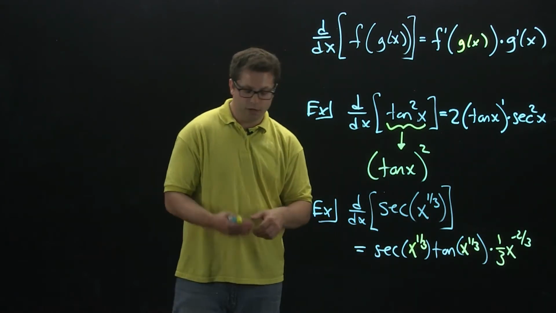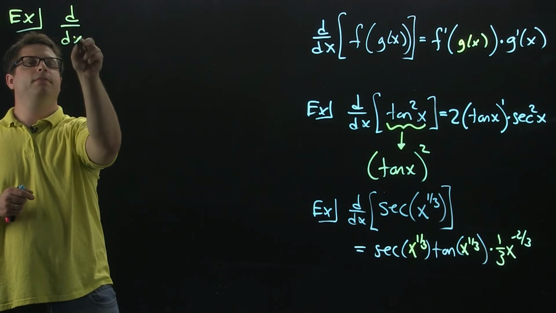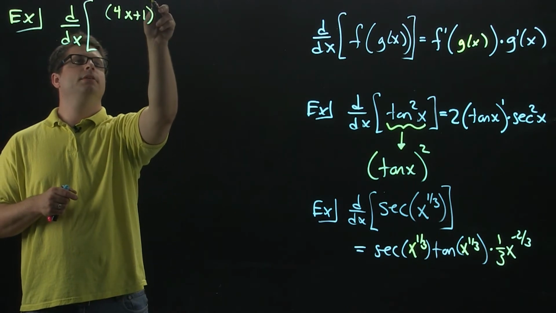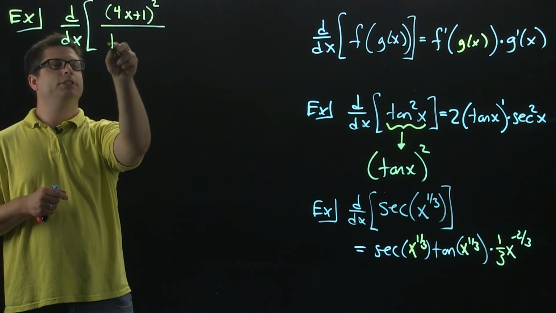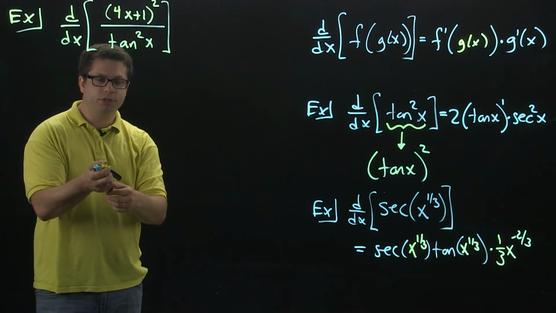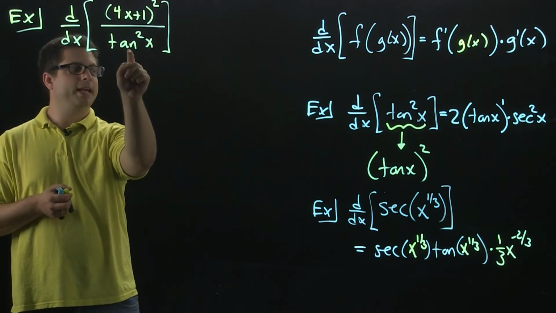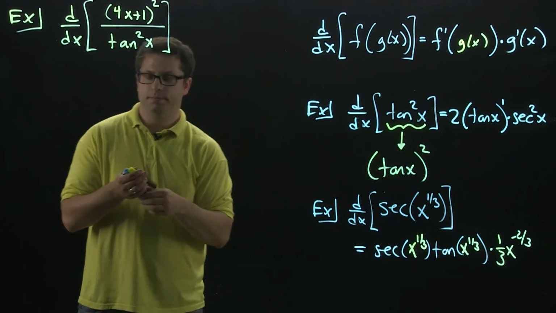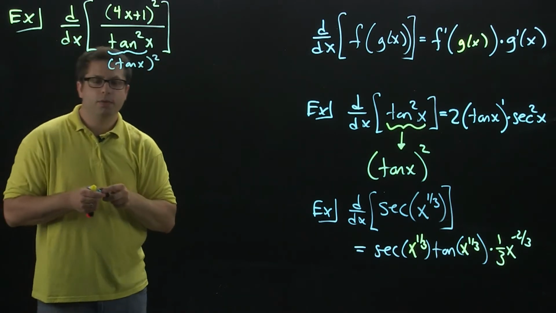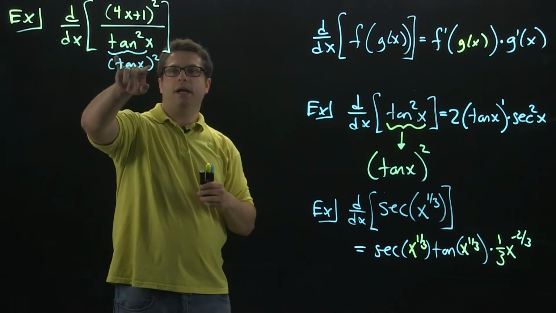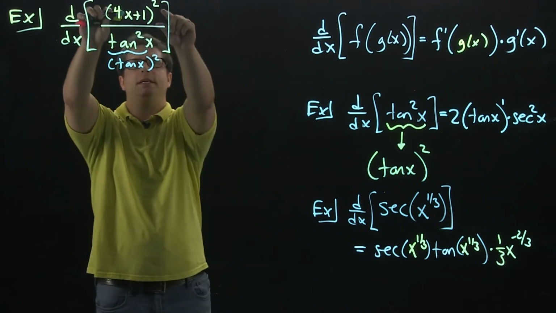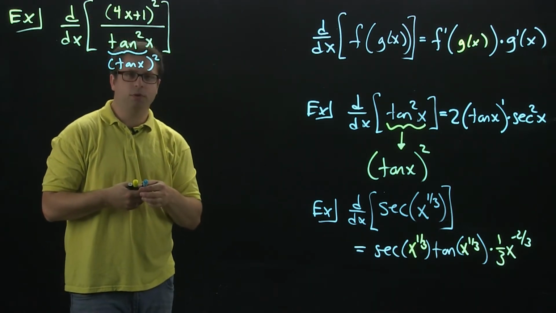All right, let's try one with a quotient rule. Let's differentiate (4x plus 1) squared over, well, let's actually do tangent squared x. Now, if this is the problem that's given to you, you should go and rewrite this function so that tangent is written in this form here. I'm going to do that right now. That's tan x, squared. So obviously I'm going to have a chain rule, one here and one here. But the whole function is a quotient of the top and the bottom piece, and so we're going to have to start off with the quotient rule.